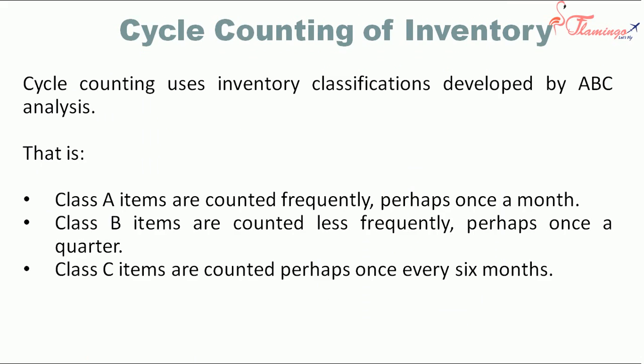Cycle counting uses inventory classifications developed by ABC analysis. That is, Class A items are counted frequently, perhaps once a month. Class B items are counted less frequently, perhaps once a quarter. Class C items are counted perhaps once every 6 months.